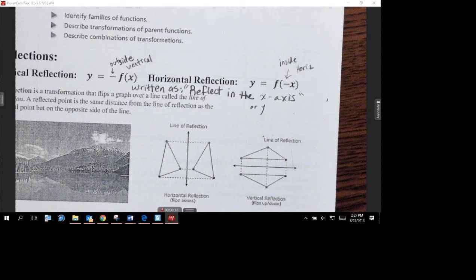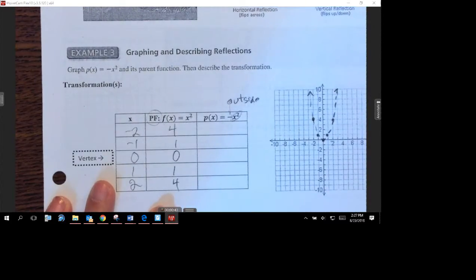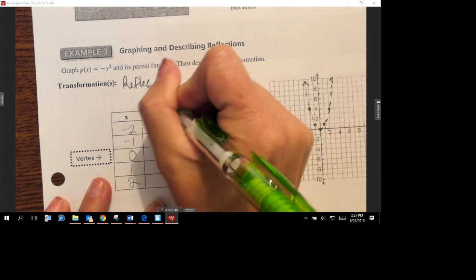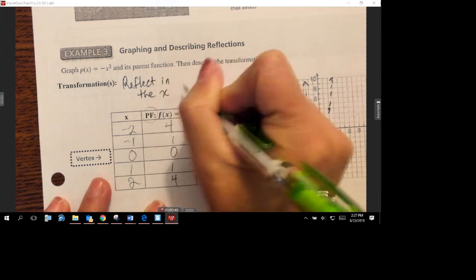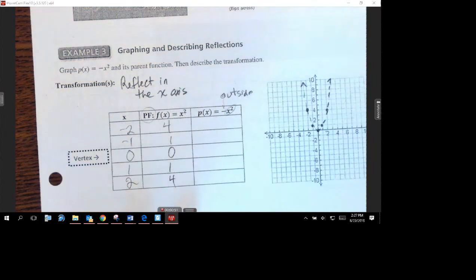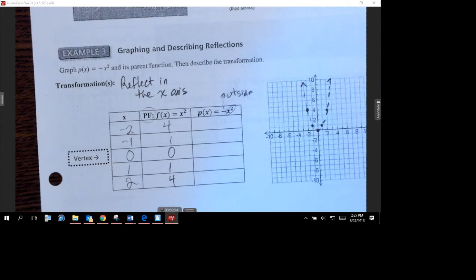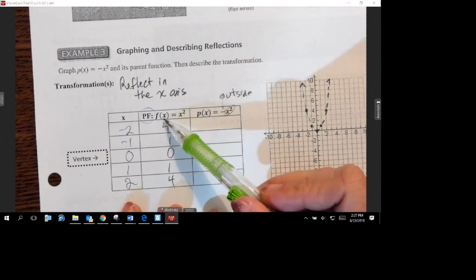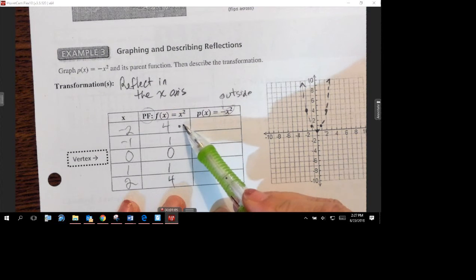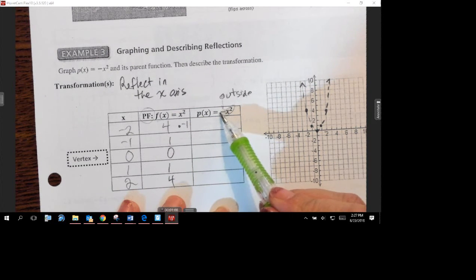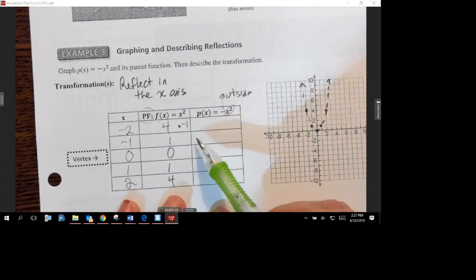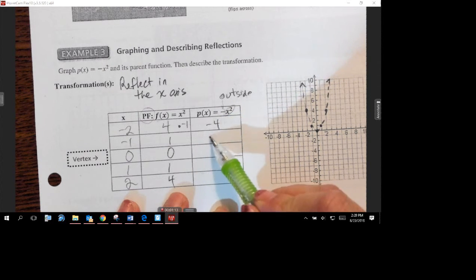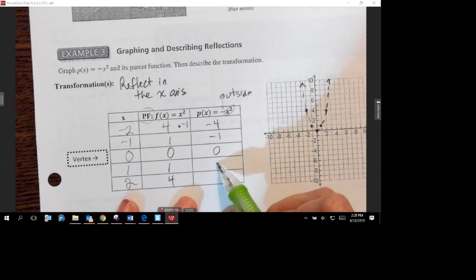Which axis am I reflecting over? So we write reflect in the x-axis. The weird terminology, in the x-axis. That's how you write it. And then the last thing we're going to do is take each of these y values, each of these function values, and multiply them by -1. That's what this says. It says multiply by -1 after we do x squared. I'm going to take each of these and make them negative. So -4, -1, 0, still 0, 1, 4.